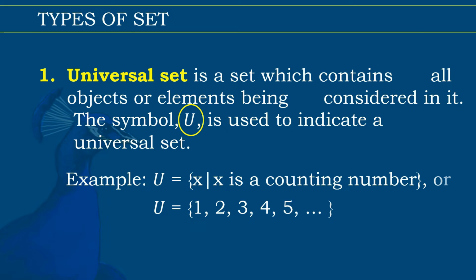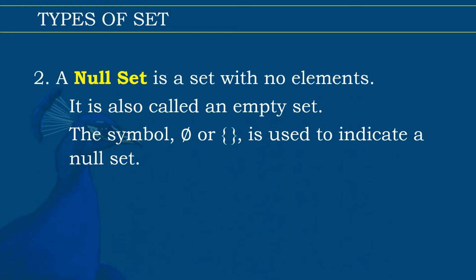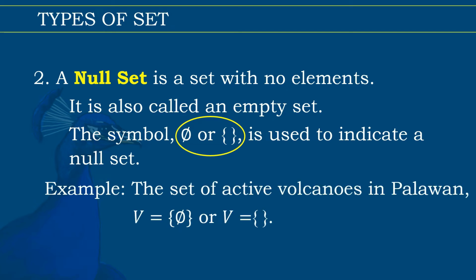Example, universal set or U is equal to the set of all counting numbers from 1, 2, 3, 4, 5, and so on. The three dots in a set is called an ellipsis, which indicates that the set continues in that pattern. A null set is a set with no elements. It is also called an empty set. We use the symbol to indicate a null set. An example of it is the set of active volcanoes in Palawan. Since there are no active volcanoes in Palawan, it is a null set.